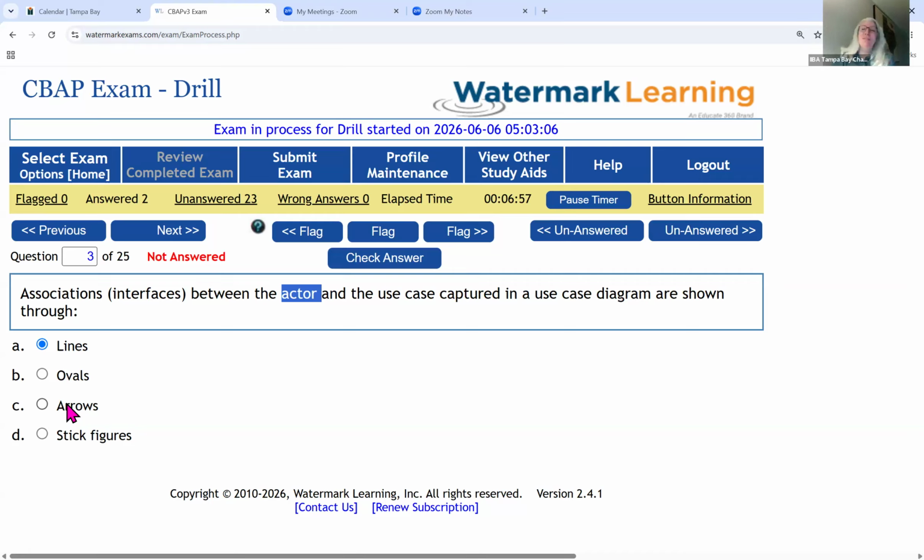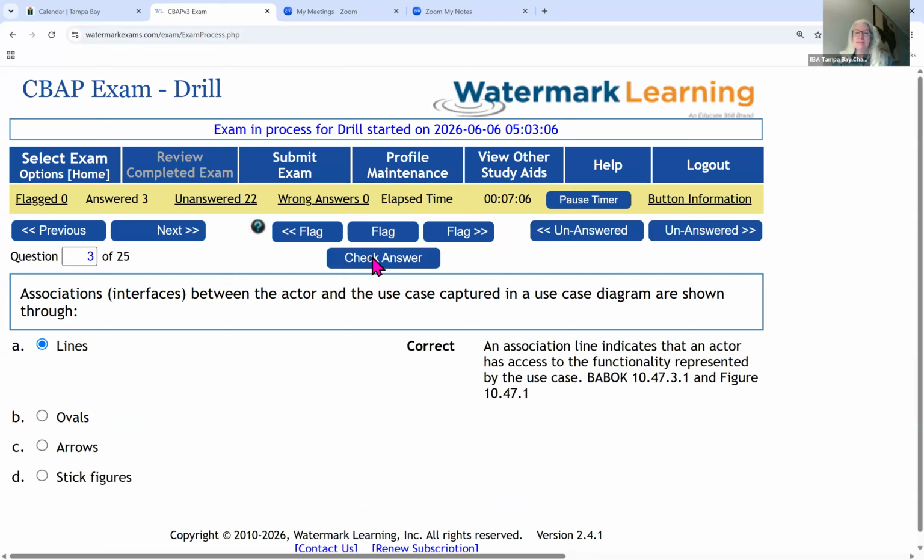Okay. The only reason I ask you that is typically most people do choose arrows, but lines is the correct answer. An association line indicates an actor has access to the functionality represented by the use case. Does everyone know what I mean by use case diagram? Have you ever seen one of these? Okay, so I'm going to give you a verbal description of it.